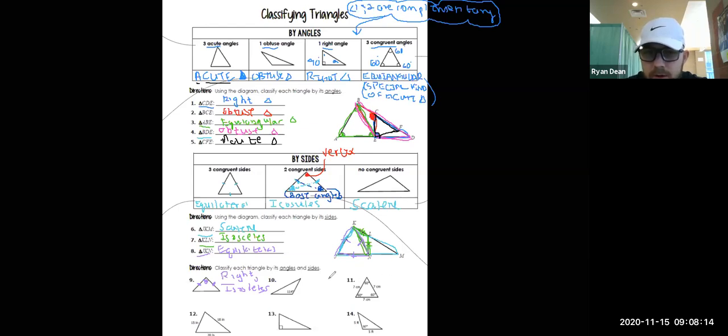Number 11 here, I'm going to skip over 10 so I have some more room to write. Number 11, if we take a look at the three sides, this one is 7, this one's 7, and this one down here is 7. So based on the sides, this is an equilateral.